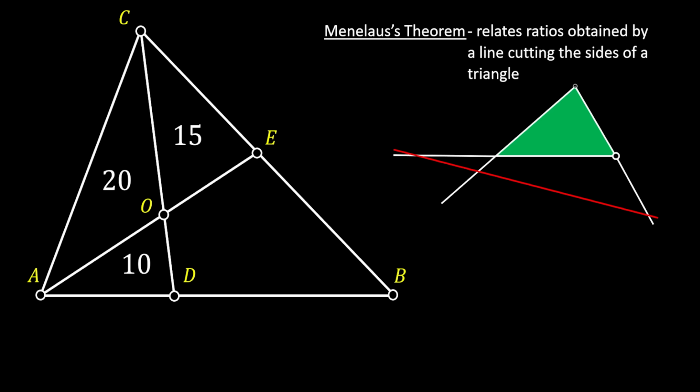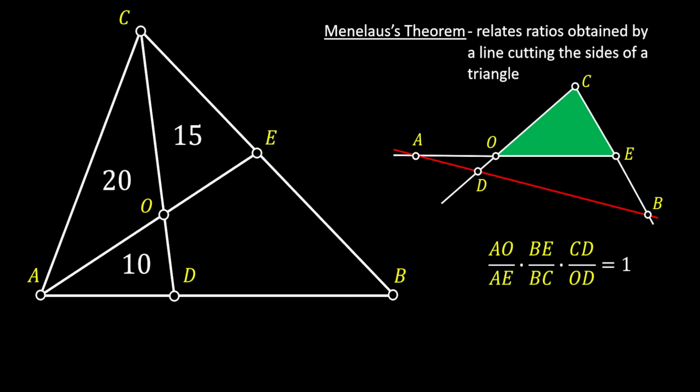Now let's label all the vertices of the triangle and all intersection points. From here, Menelaus' theorem states that the product of the relations between the segments OA, AE, BE, BC, and CD and OD must be equal to 1. Now, if you notice, I have labeled the sketch on the right the same way as the sketch on the left, so that we can avoid any sort of confusion.